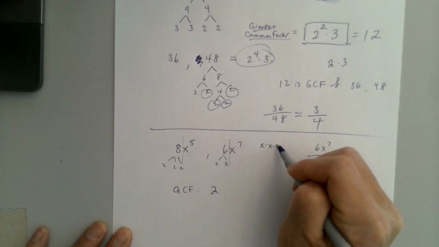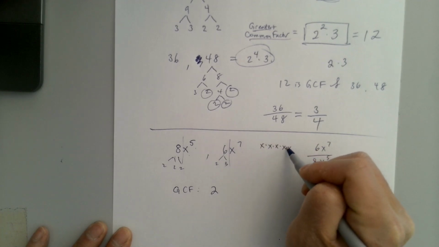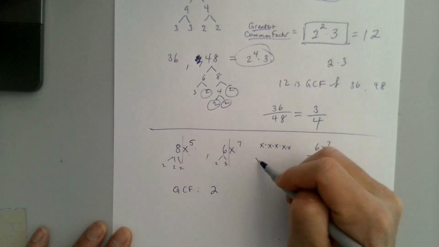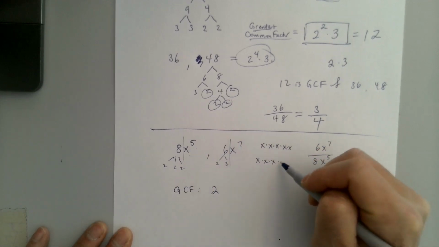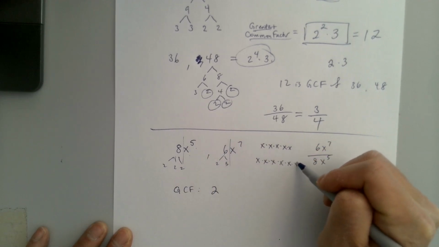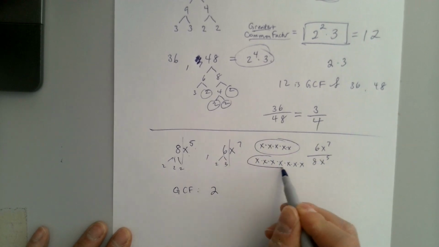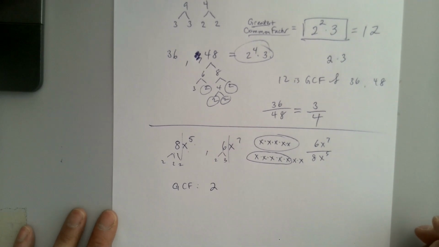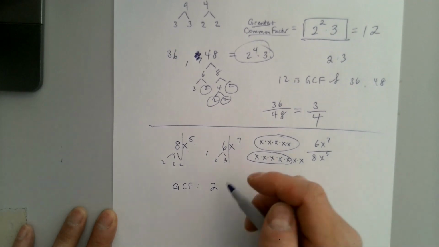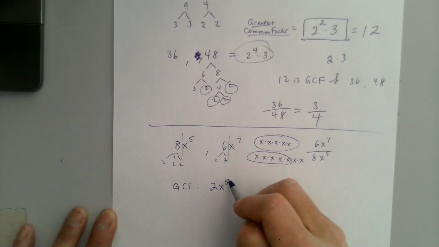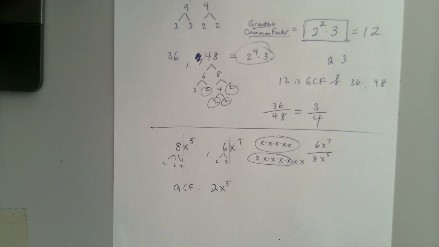To visualize that, here are the 5 x's from x to the 5th, and here are the 7 x's from x to the 7th. What do they have in common? 5 x's multiplied, right? So the GCF is 2x to the 5th.